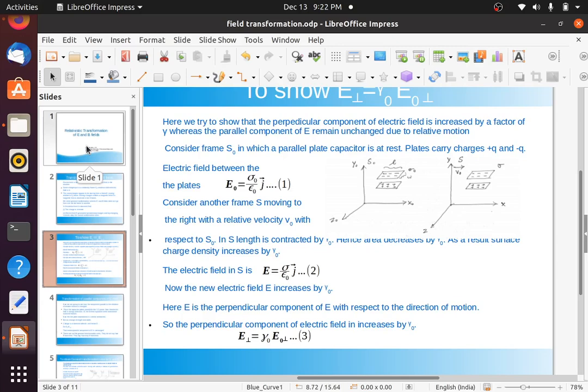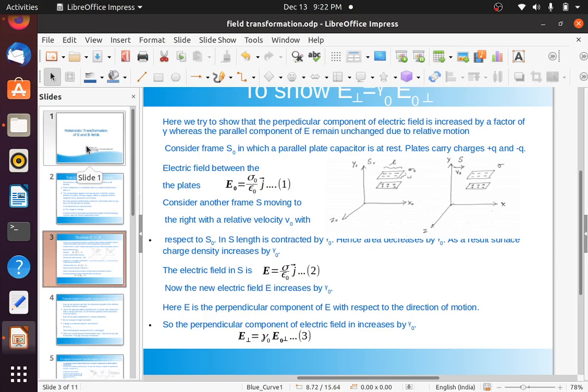Now we consider another frame S, which is moving with a velocity v0 relative to S0. While looking from the S frame, you will see that the capacitor plates, which are stationary in the S0 frame, appear to be moving to the left side. So what will happen? The capacitor plates move to the left.